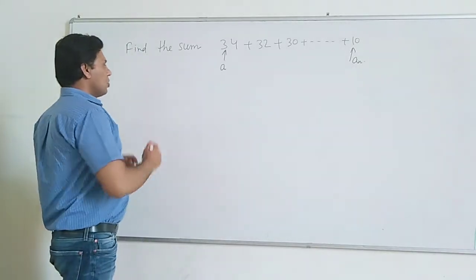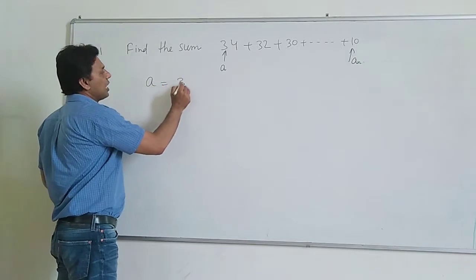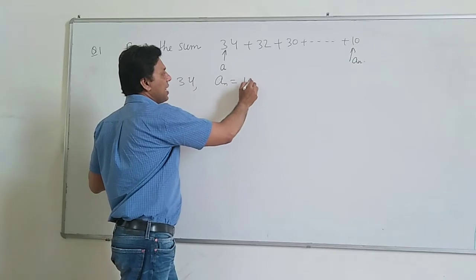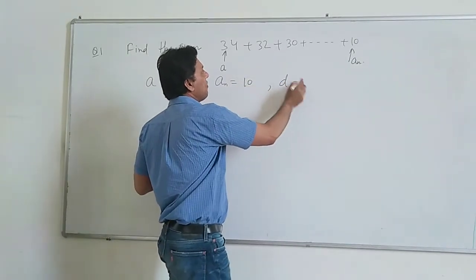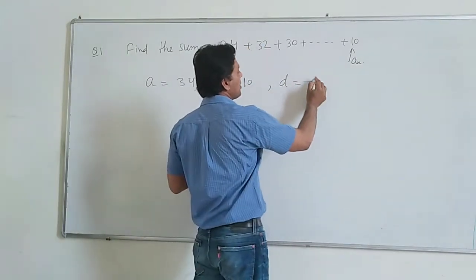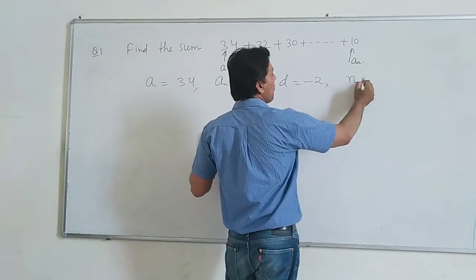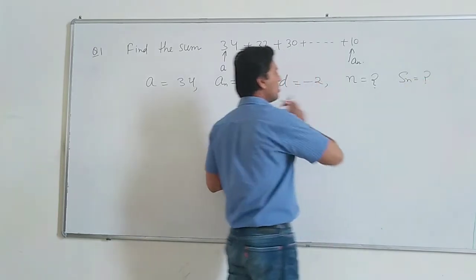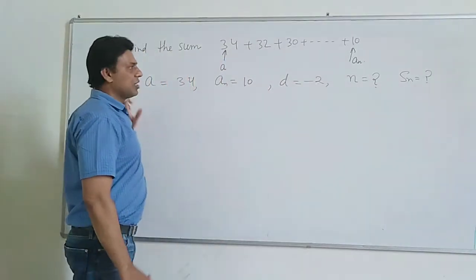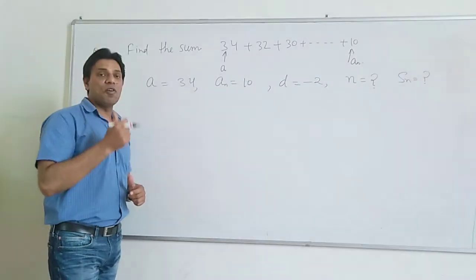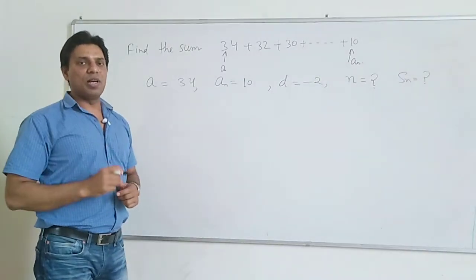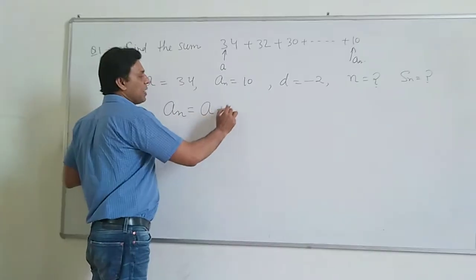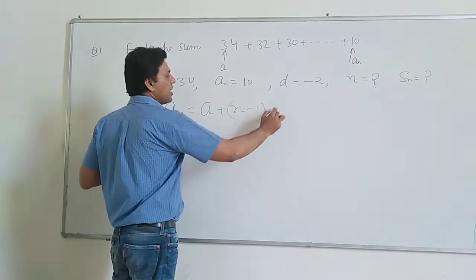because without finding n you cannot find the sum. So we have a is equal to 34 in this question. The nth term, that is the last term, is 10. The common difference is second minus first, that is minus 2. First of all we have to find n, then only we can find Sn. This is the chart of this question, this way we will do it. First of all we will use the nth term formula to find n. So what is the nth term formula? an is equal to a plus n minus 1 into d.